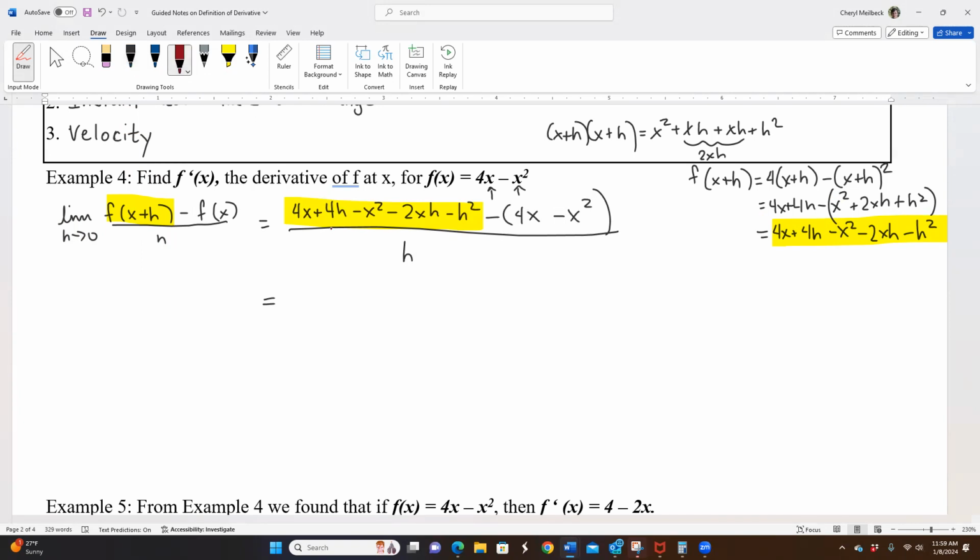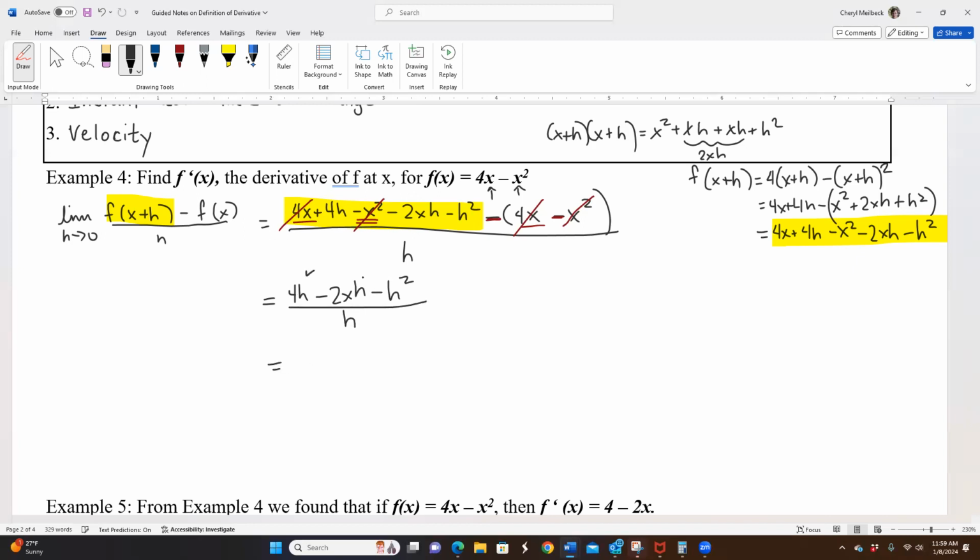So see here that I have a 4x, but then I'm subtracting the 4x here. So those two will cancel. Now I have a negative x squared here. And this, I'm subtracting a negative x squared. So that really means adding. And so that one cancels with this one. What's remaining in our numerator is that 4h minus 2xh minus h squared, and h.